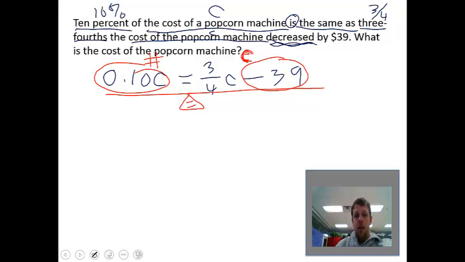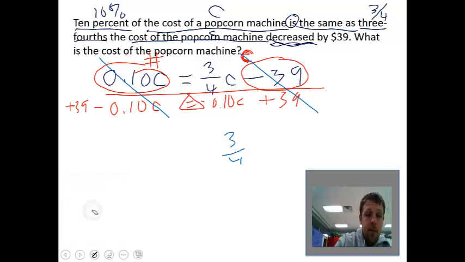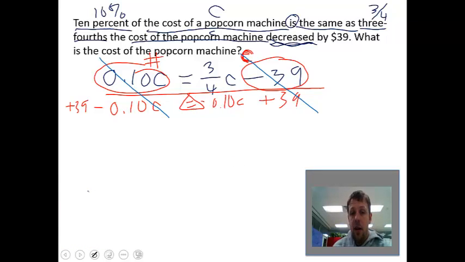Alright, let's get rid of it. 0.10c minus 0.10c, and plus 39 and plus 39. So notice that cancels out and that cancels out. So I'm left with 3/4 c. I need to subtract 3/4 c minus 0.10c. So in my calculator, I'm putting 3/4, or you can divide it. I know that on your Chromebook calculator, you have to turn it into a decimal first, and that's okay. And I'm going to subtract 0.10. And I get 0.65.